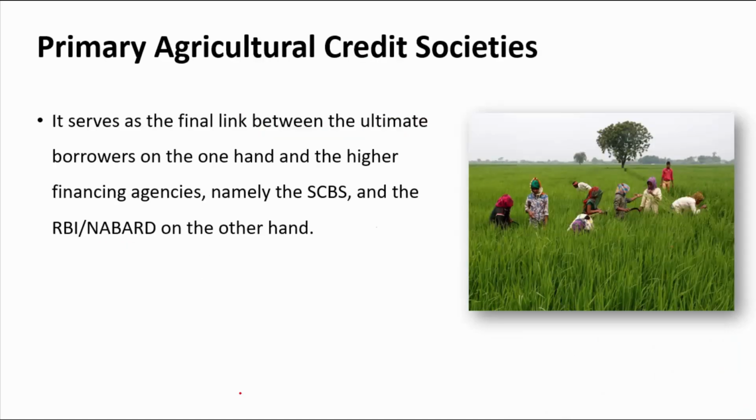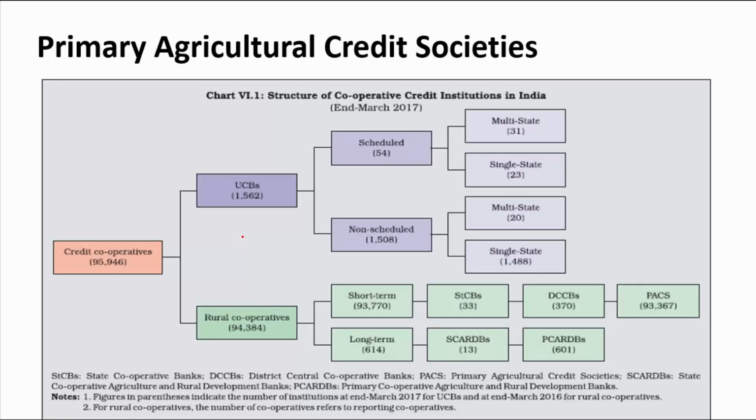When we talk about primary agriculture credit societies, it serves as a final link between the ultimate borrowers on the one hand and higher financial agencies such as SCBs or RBI or NABARD on the other hand. I guess you won't understand now. You'll understand with the structure. So I'll be explaining the structure of the credit cooperatives or societies.